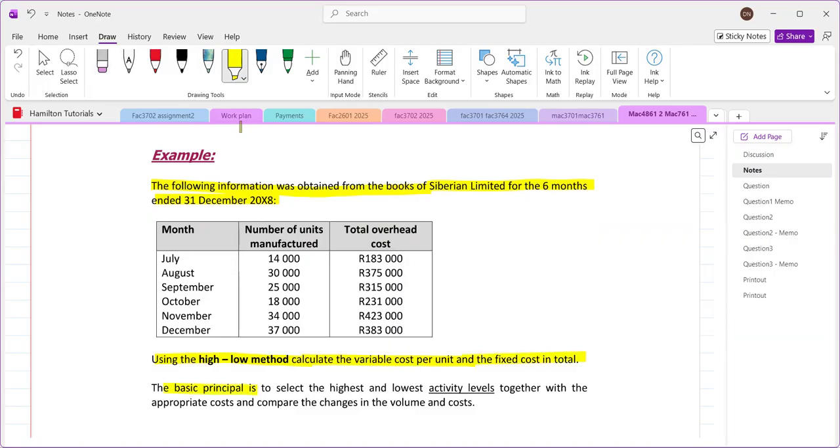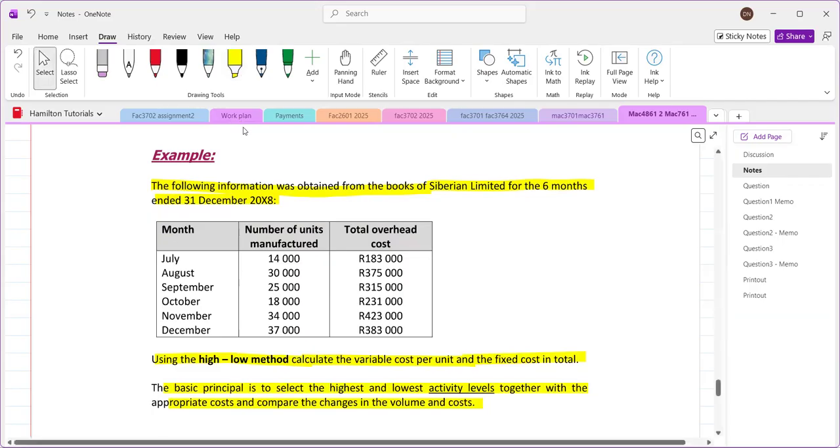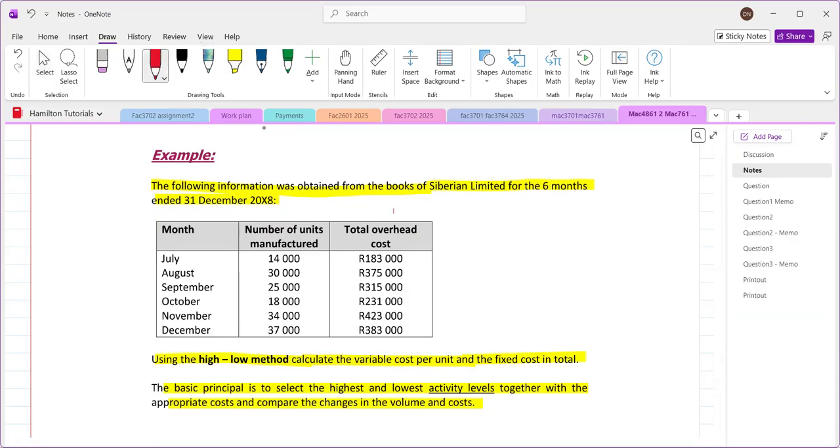Right, the basic principle is to select the highest and the lowest activity together with the appropriate cost and compare the changes in volume or costs. Right, so we have a situation where we have 6 months of operation and we have different number of units being produced in those 6 months, and they give you some cost here, which are mixed costs.